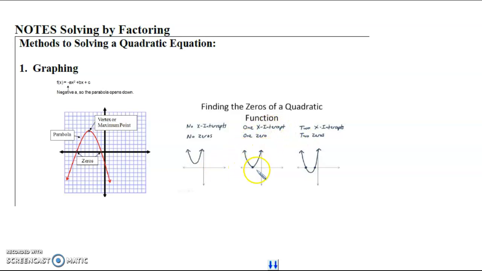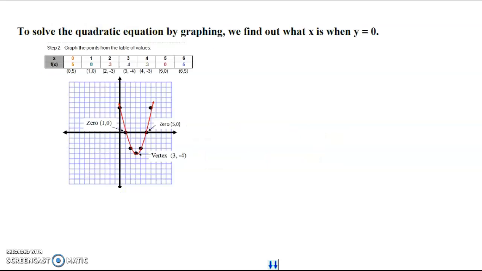Sometimes the parabola where the vertex is right on the x-axis, and so it only has 1 zero. That's where that 1 zero comes in. Other times it crosses twice across the x-axis, as in this case, where you have 2 zeros. You have 1 here and 1 there. And so then you have 2. So when you have a picture, you can sometimes figure out how many possible solutions you have.